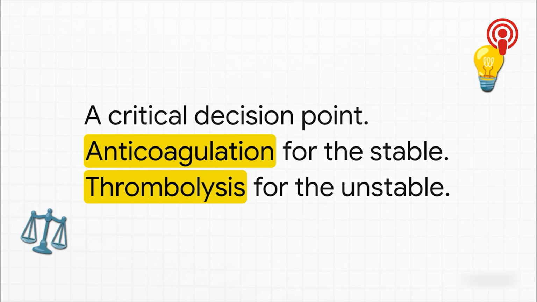For the stable patient, you start anticoagulation, blood thinners, to stop that clot from getting any bigger. But for the unstable patient with a massive PE, you bring out the big guns, thrombolytics. These are clot-busting drugs designed to dissolve the clot and save their life.